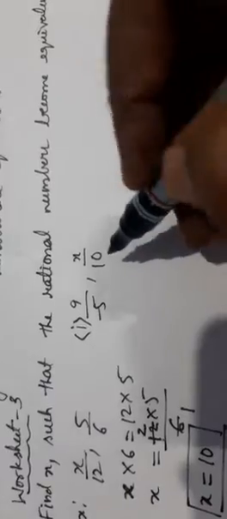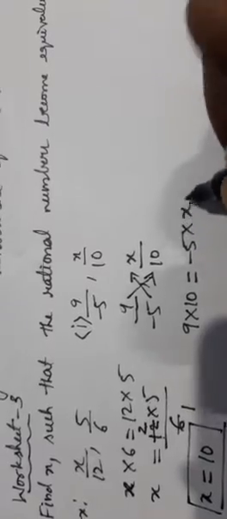Children, now let us solve same type of question under worksheet 3. Finding the value of x here. The two rational numbers which are equivalent are 9 by minus 5 and x by 10. Here we cross multiply 9 by minus 5 and x by 10. We are going to cross multiply. So after cross multiplying, how do we write? 9 into 10 must be equal to minus 5 into x.